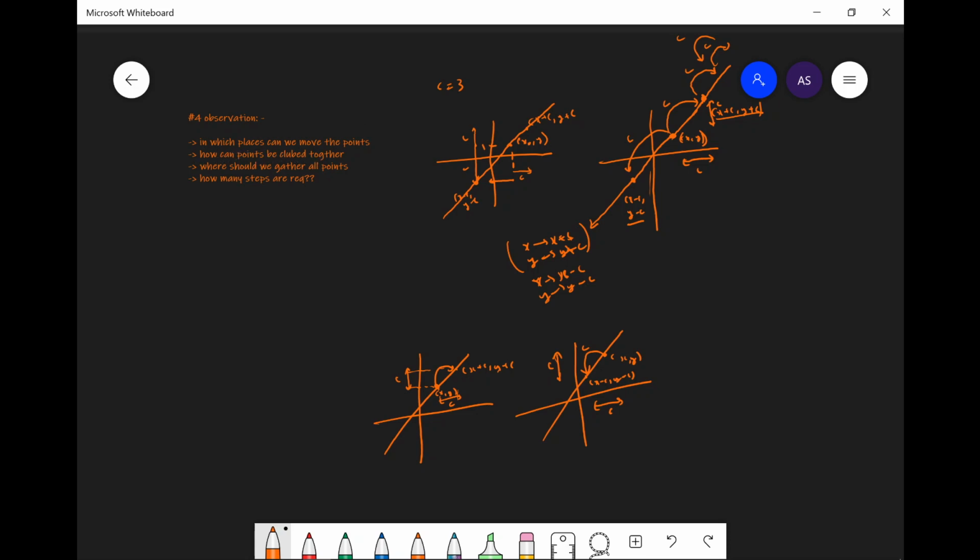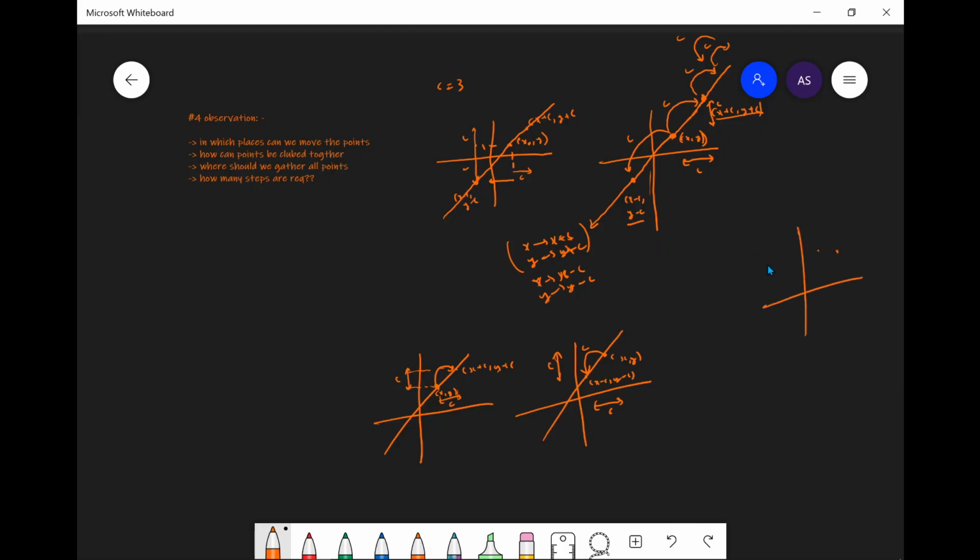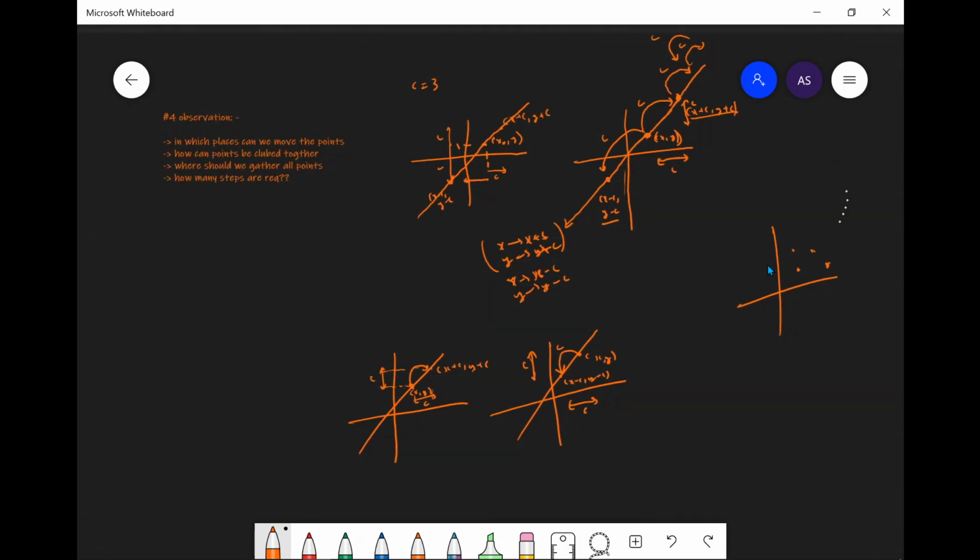Now the second observation we have to make is how points can be clubbed together. Suppose we are given n points. One option is that we make n checkpoints, one at each and every point initially itself. That means, suppose there are these two points, we can make these points themselves the checkpoints. In that case the answer would be n, but we have to minimize this number of checkpoints.